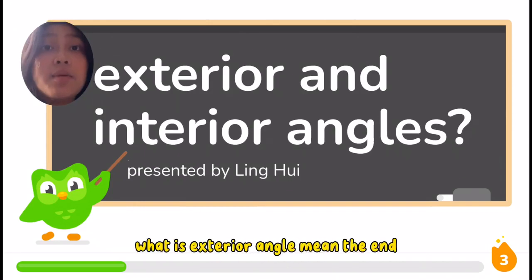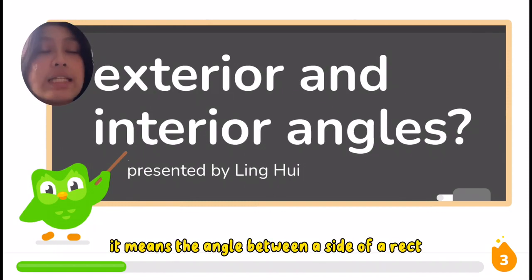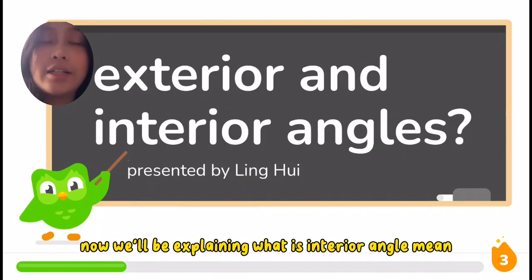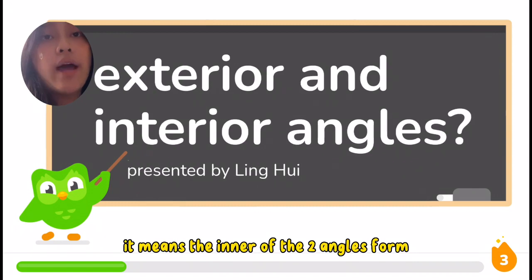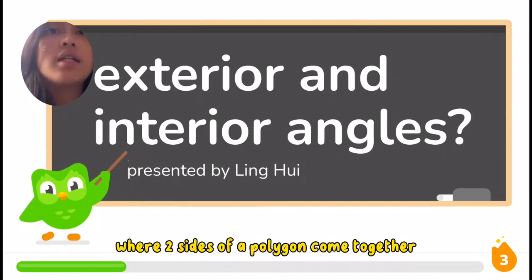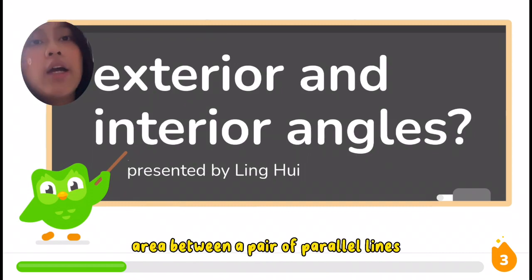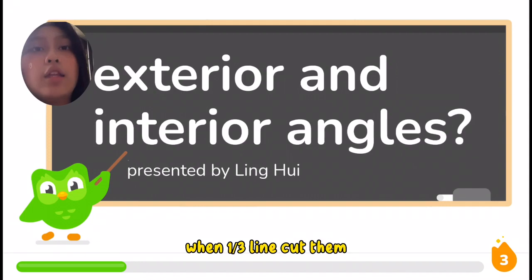Now I'll be explaining what exterior angle means. It means the angle between a side of a rectilinear figure and an adjacent side extended outwards. Now I'll be explaining what interior angle means. It means the inner of the two angles formed where two sides of a polygon come together, and any of the four angles formed in the area between a pair of parallel lines when a third line cuts them.